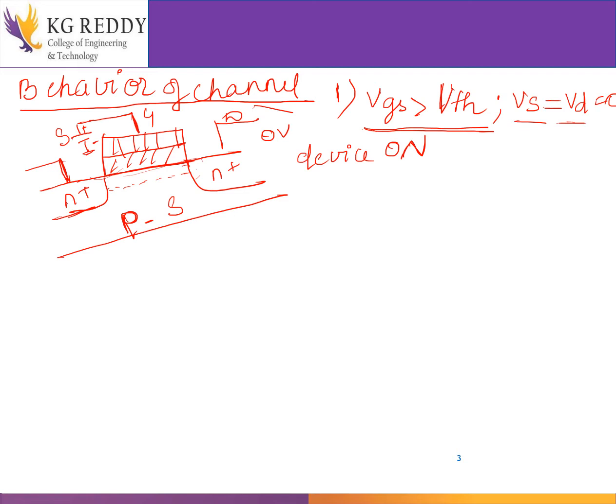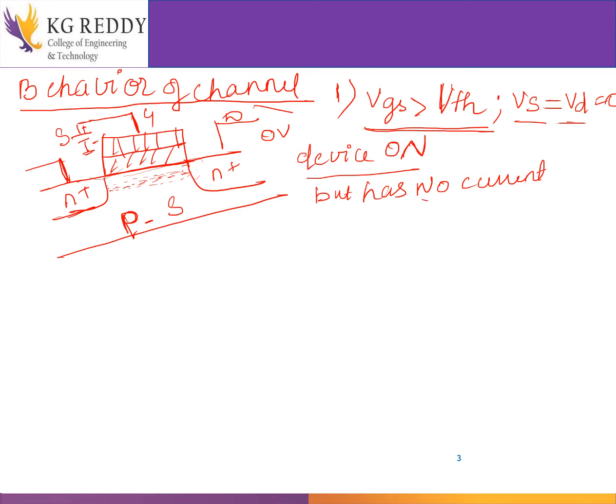So now we need to understand what the density of electrons is across this. As we said, it is a channel, and these electrons need to move from source to drain. So what is the density of the electrons across this? That we need to understand. We said that the device is on, but has no current.